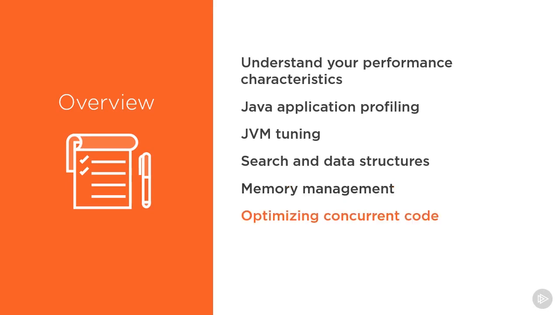Then in the next module, you'll be introduced to ways to maximize the performance of concurrent code, particularly around the areas of thread coordination and synchronization. Topics to be covered include how to size the thread pool, how to effectively use the fork join pool, and how to minimize lock contention.